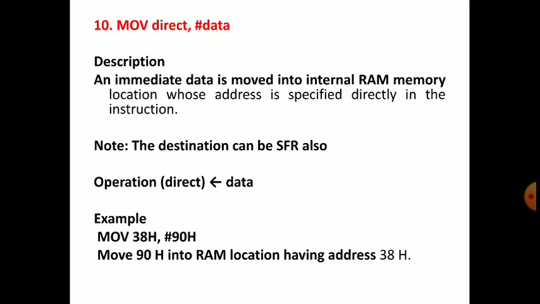And what we'll do, that is the operation. The data directly mentioned in the instruction will be directly copied into the contents of the address mentioned in this instruction, and the parenthesis around this direct will represent that the contents of this direct address are copied from the data we mentioned in the instruction. So example, if I say move 38h comma hash 90h, hash means it is the data, so 90h is the required data which will be copied into the RAM location having the address 38h.